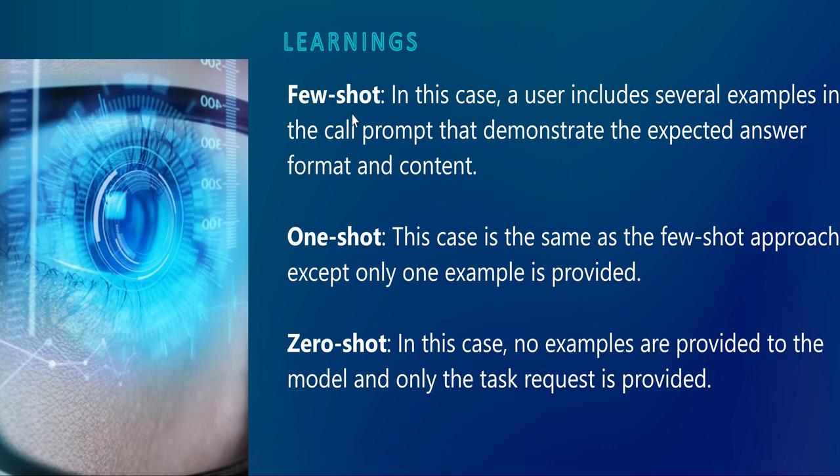So in the few shot, we need to train that, or we need to fine tune that model with the help of several examples. That model or that learning is called a few shot. Then we have one shot. In one shot basically means we will just give one or two examples. So here in this case it is the same as the few shot approach, except only one example is provided. In the one shot, you will just give one example to start with.